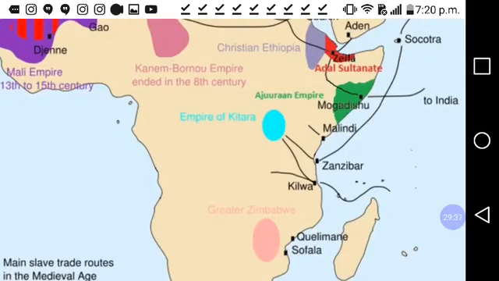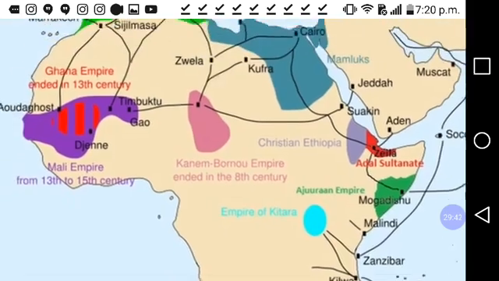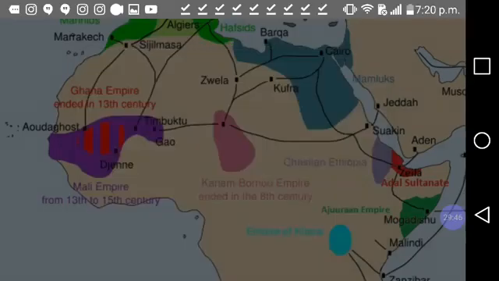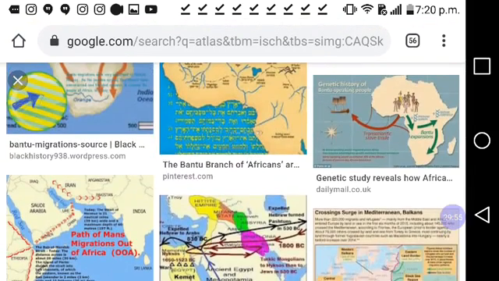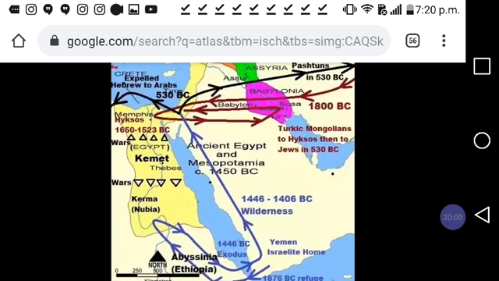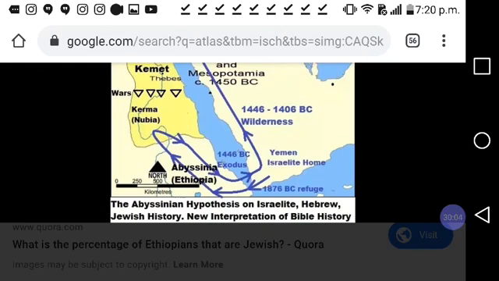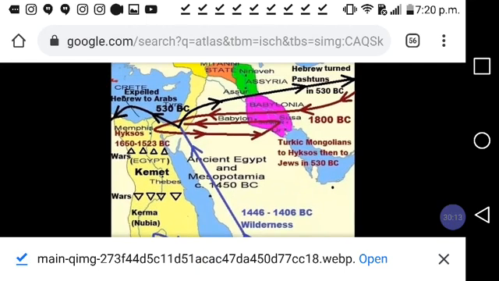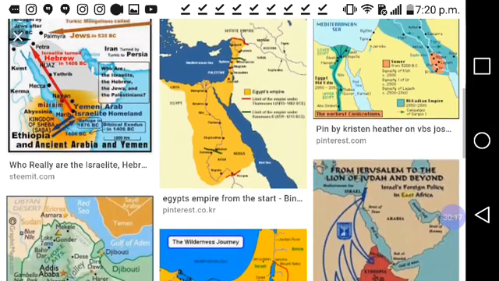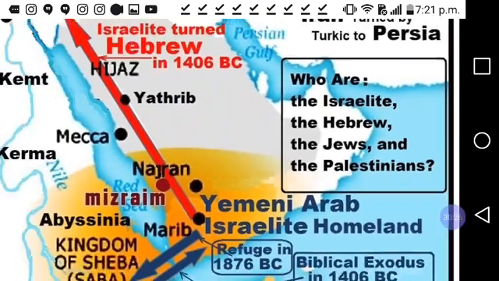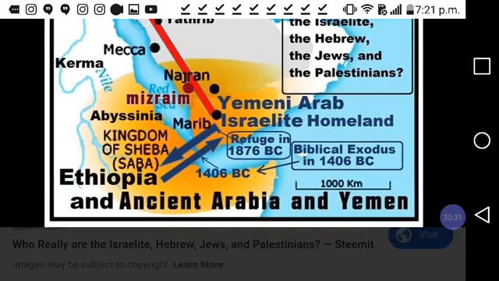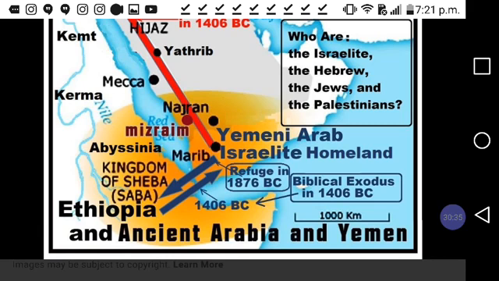And over here, this is also another map as well, right? Though not pointing out, let's see, this is Christian Ethiopia, but there's also the Judaic kingdom, right? So there's a few of these. I'm seeing some familiar things right here, just pointing to some of this since we're touching on some maps. The Abyssinian hypothesis on Israelite, Hebrew, Jewish history, new interpretation of the Bible. Interesting right there. I did come across this previously. Haven't gotten into all the research, but some of these maps and word pics are quite interesting. Who are the Israelite, Hebrew, Palestinian, Israelite turned Hebrew, the connection with Ethiopia, ancient, to say ancient is like say black Arabia, the ancient Arabia, black Arabia, and Yemen.